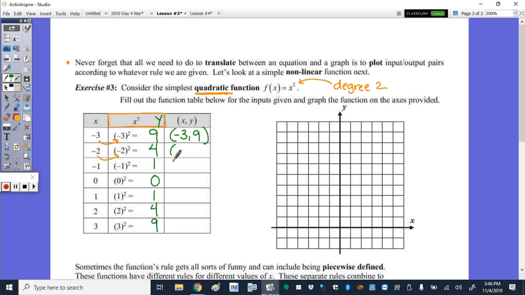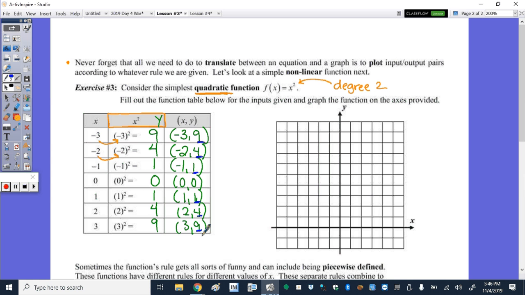So putting the x and y together, we now have the following points. Negative 3, 9. Negative 2, 4. Negative 1, 1. 0, 0. 1, 1. 2, 4. And 3, 9. Now, one thing about a quadratic function is you will see repeated y values. So we got a 1 and a 1, a 4 and a 4, a 9 and a 9. Okay, we can't see repeated x or else it wouldn't be a function.